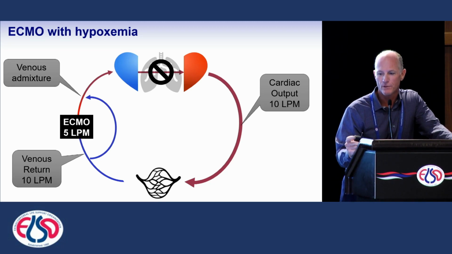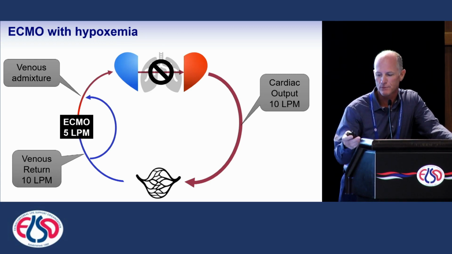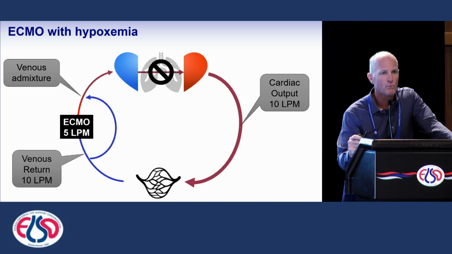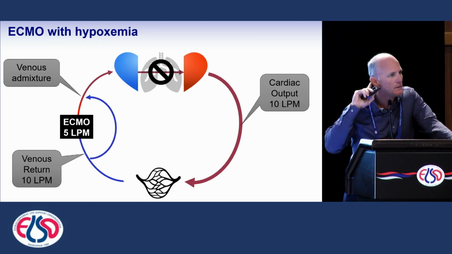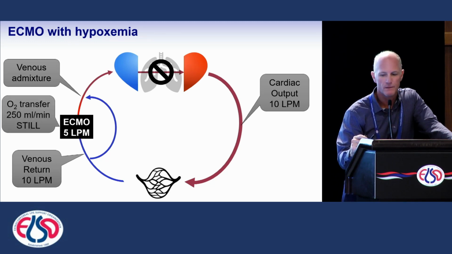Okay, so there's a venous admixture in the right side of the heart, and we end up with some blood that's mildly or even severely hypoxemic as it comes through. Remind me what the oxygen transfer was in the ECMO circuit in the previous example? 250. What do you think it is right now? It's still 250. It's still probably adequate for that patient.